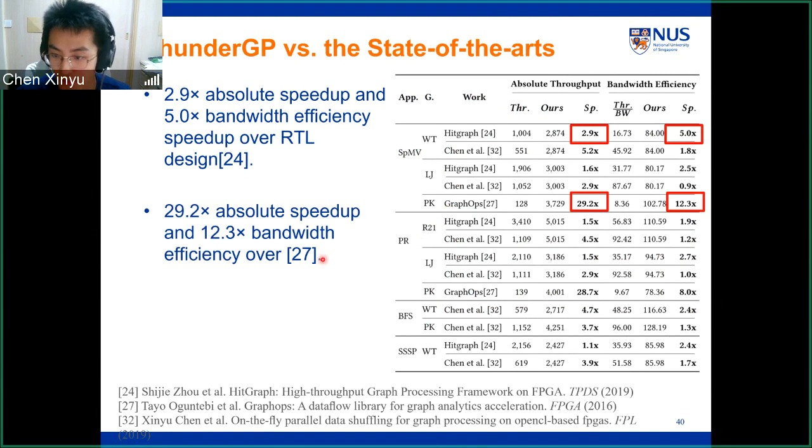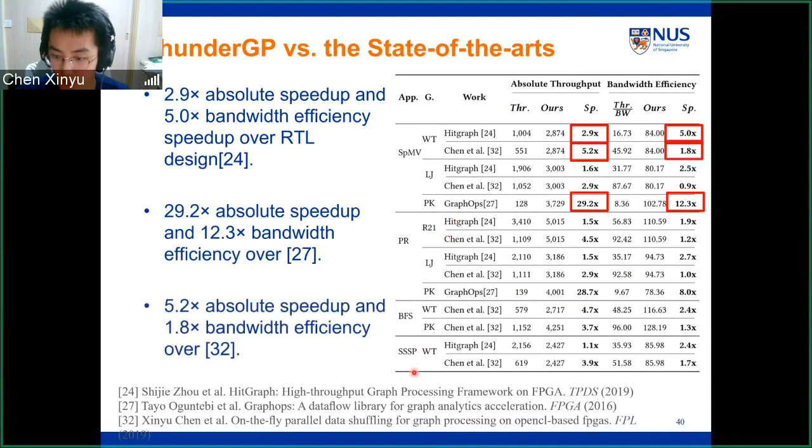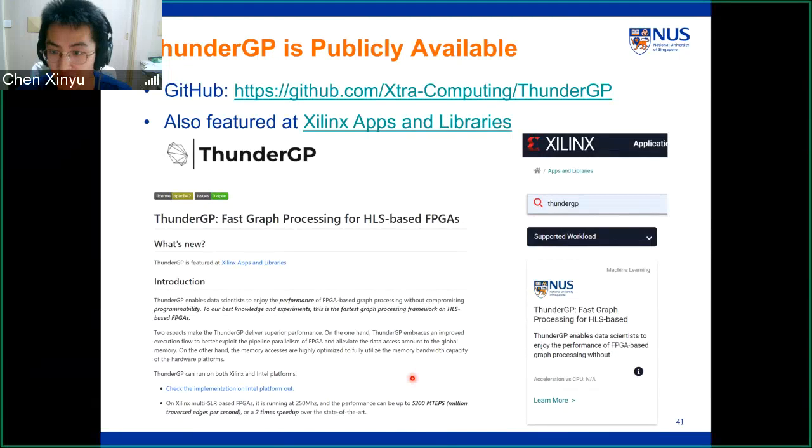And compared to GraphOps, which is an HLS-based graph library, we have up to 30x absolute speedup. And compared to our previous work, we have a 5.2x absolute speedup. Finally, ThunderGP is publicly available. You can find it on GitHub, and it's also featured in Xilinx apps and libraries.